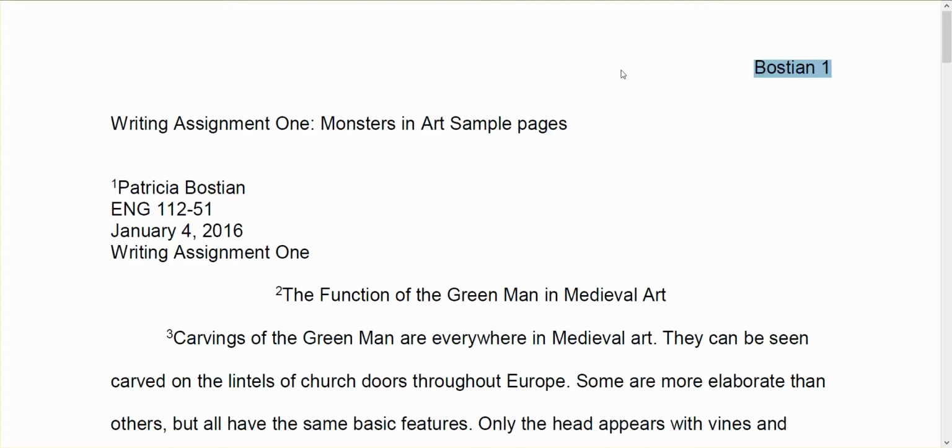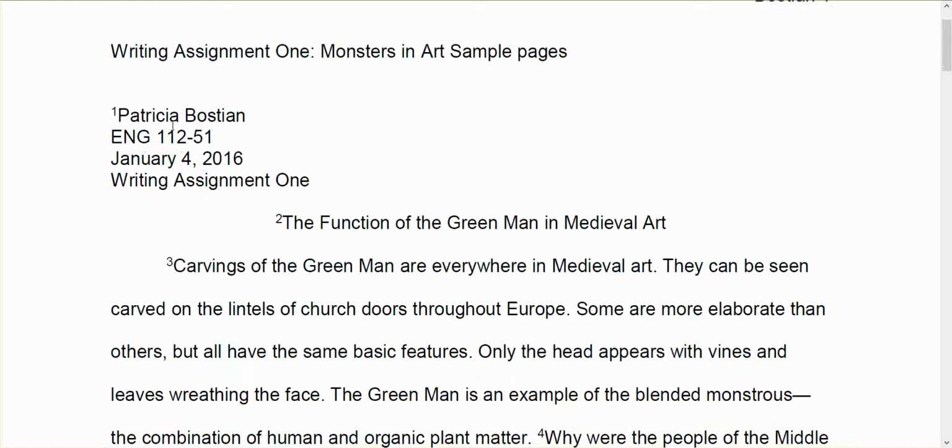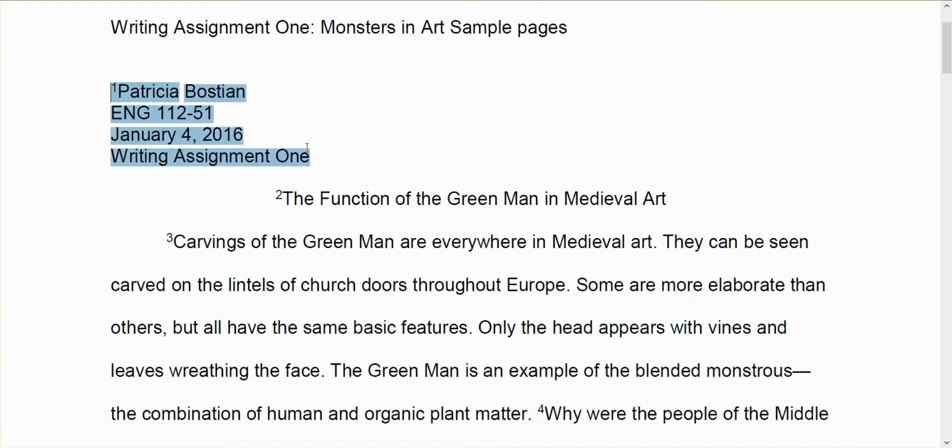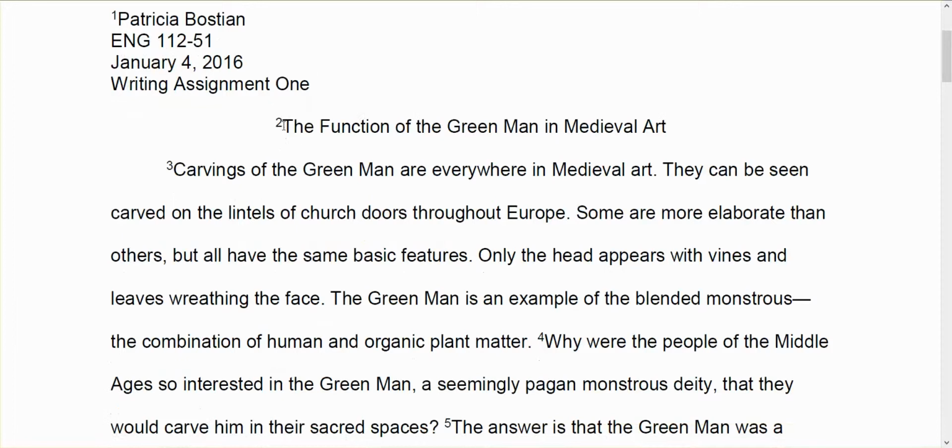But in general, if you're not given any guidelines, this is what your first page of an essay should look like. So your name should be at the top, and your page number should be at the top of each page. Notice there's a space in between your last name and the page number itself. So this is your identification. Again, fairly standard format: top left corner, your name, the course and the section number, the date, and the title of your assignment.